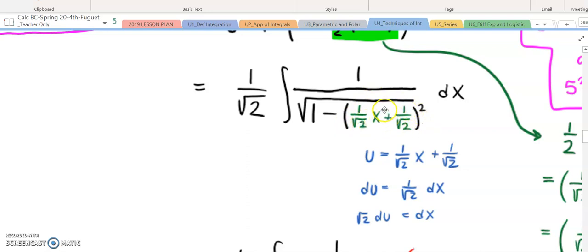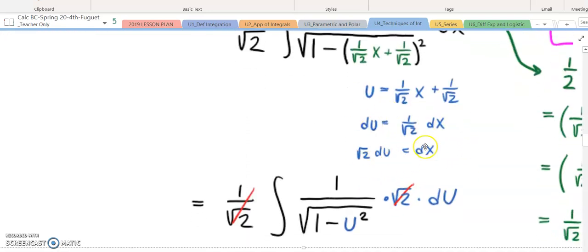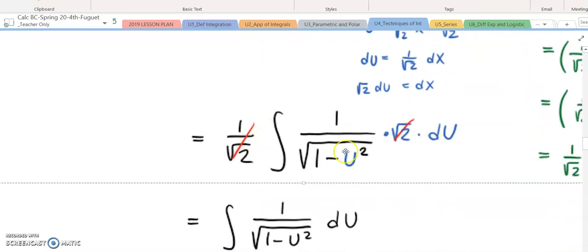From here, I did a u substitution, so I called this 1 over root 2 x plus 1 over root 2. I went through the remaining process here to get dx by itself. I substitute that back in. That means that the root 2 and then that 1 over root 2 that I factored out in the very beginning of the problem are going to cancel each other out.